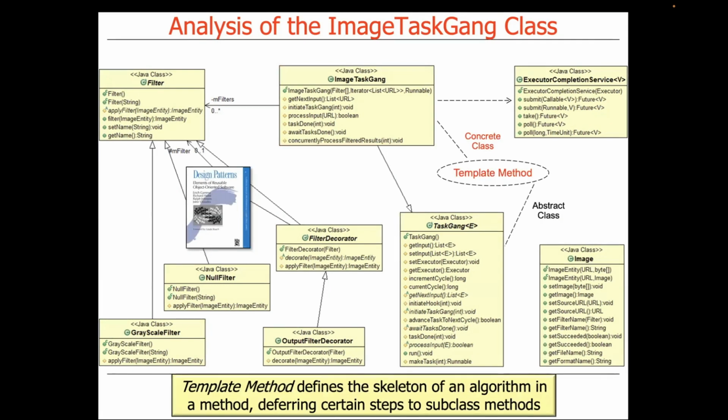And as I mentioned before, this implementation uses the template method pattern where, for example, the run hook method that's defined in TaskGang is going to call back to a bunch of hook methods that are defined in ImageTaskGang in order to do the actual image processing that we're going to need for this particular application.